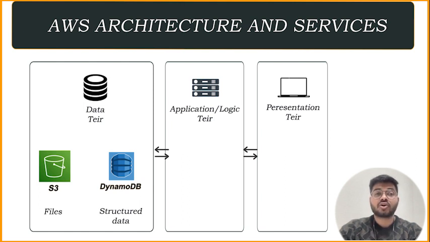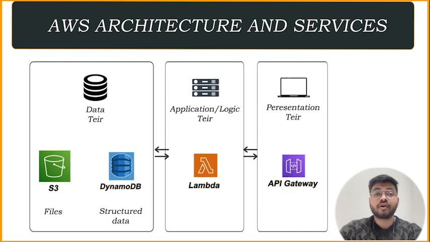Application logic tier corresponds to the business logic of the application, and for that AWS provides us the AWS Lambda service. Presentation tier corresponds to the interaction with the end user, and since we are building a backend application, a front-end application will be our end user, and to interact with the front-end application we build APIs. For that AWS provides us API Gateway for building APIs.